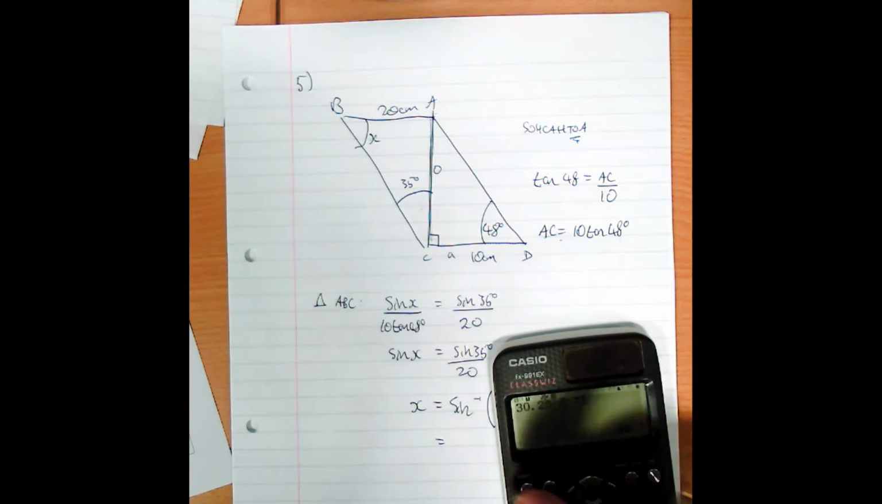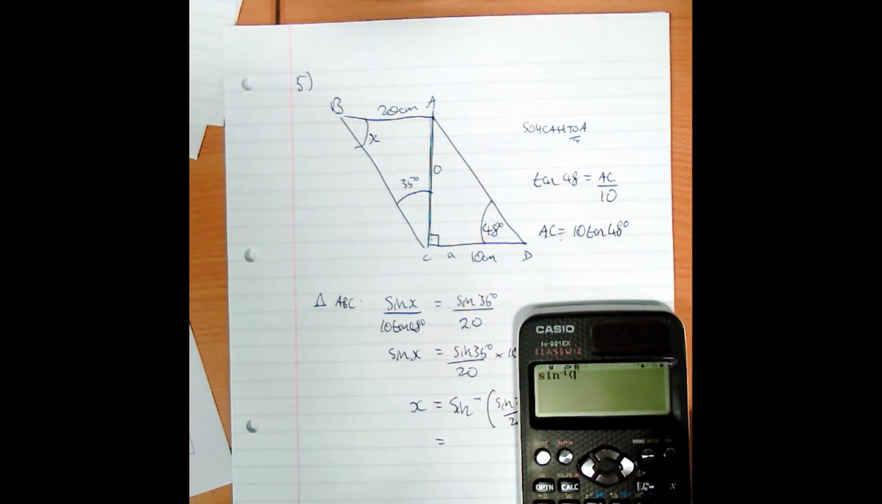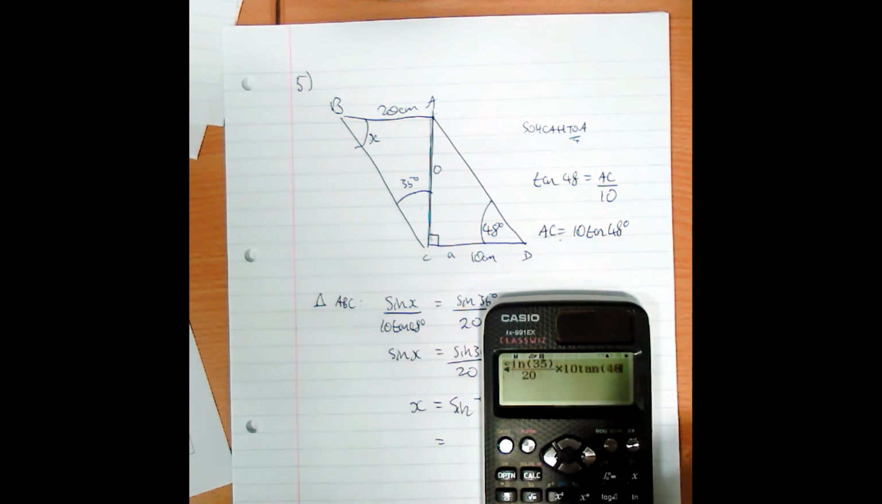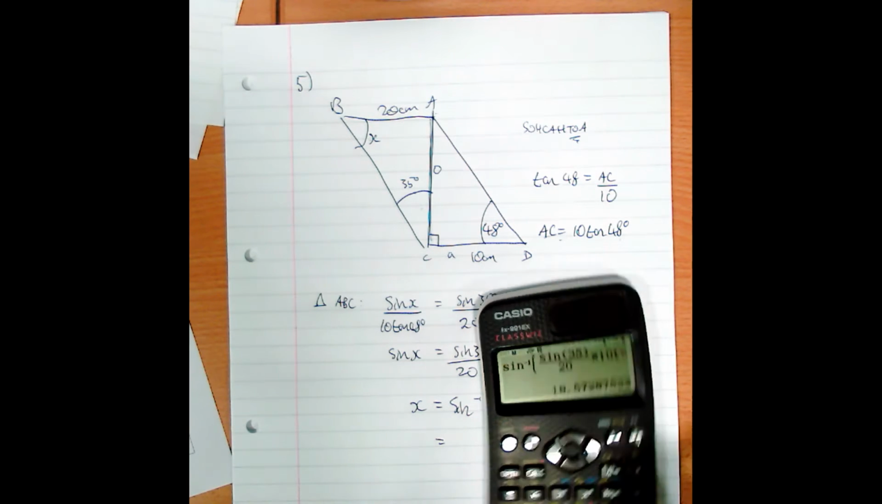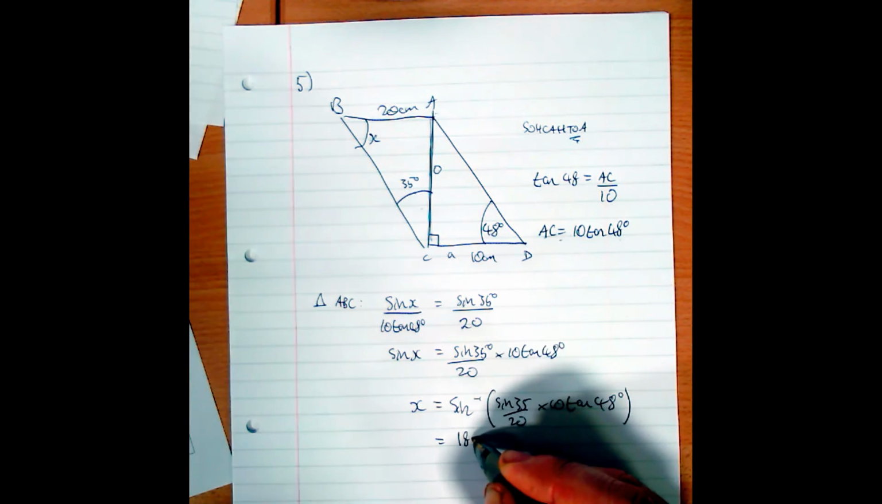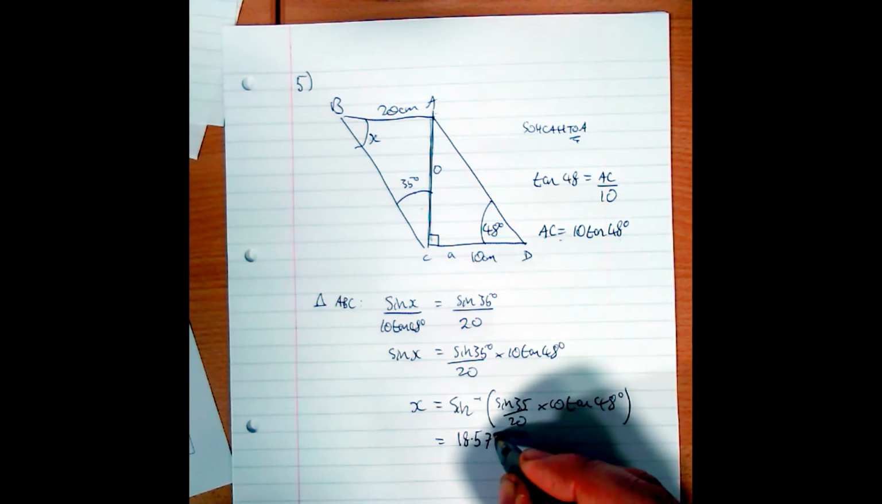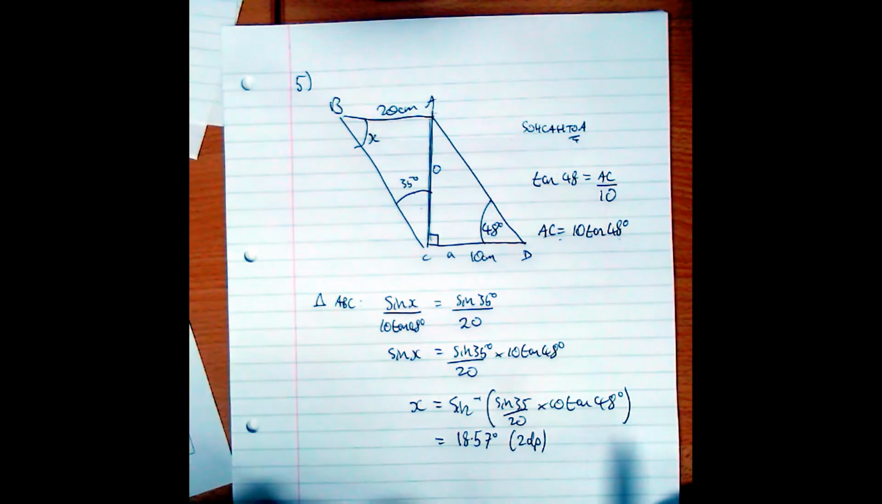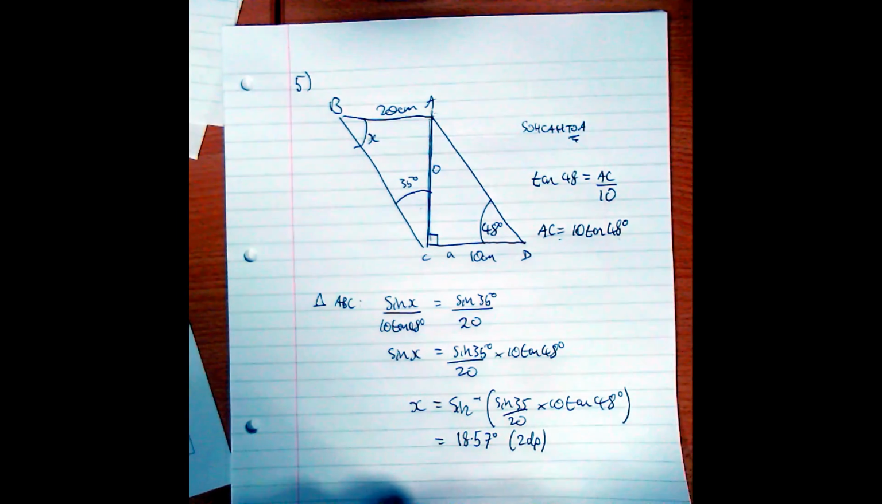So here we go, inverse sine of sine 35 over 20 times 10 tan 48. Does it say? No. 18.57 degrees to 2 dp. Doesn't say, so 2 dp or 3 SF every time.